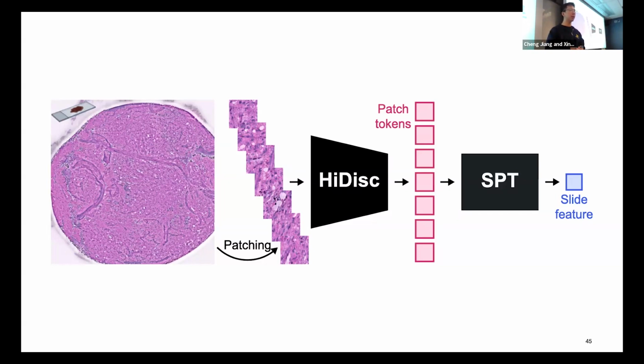There are some recent methods that actually train them end to end. After the patch encoder training, they allow you to fine tune the patch encoder together with your slide encoder to do the aggregations.